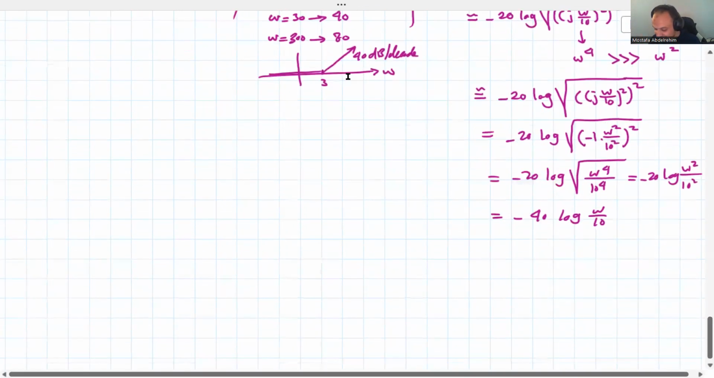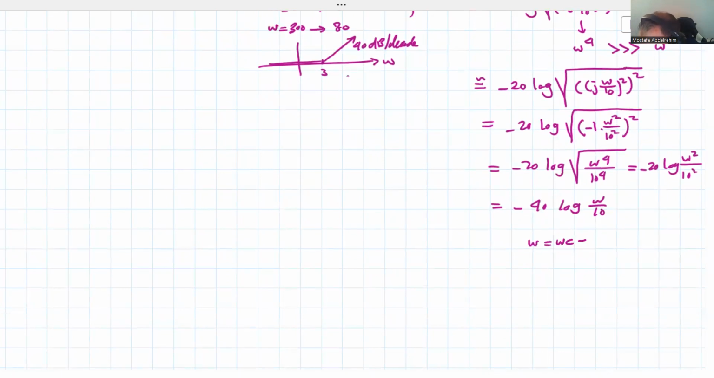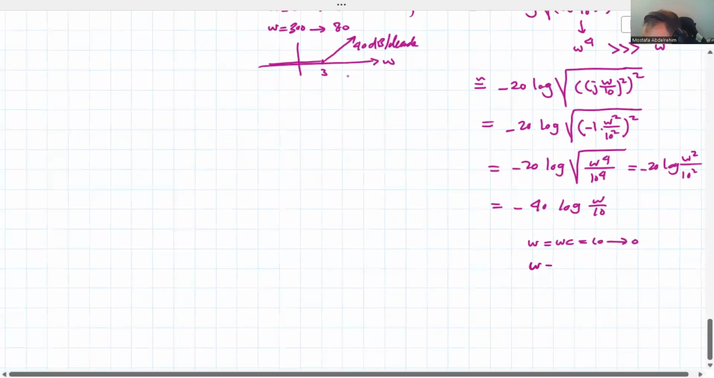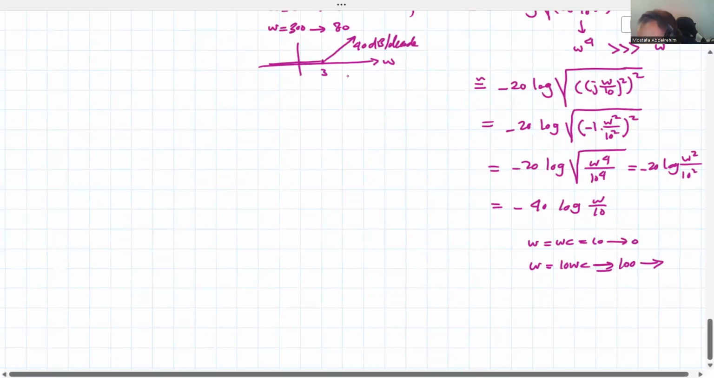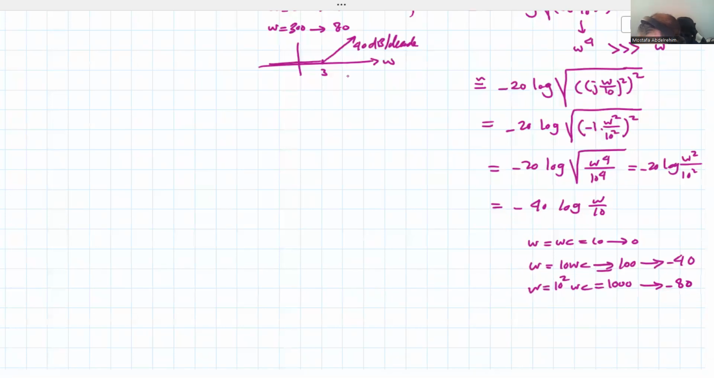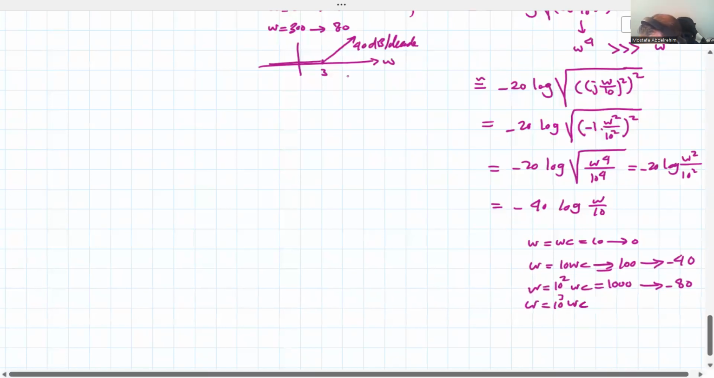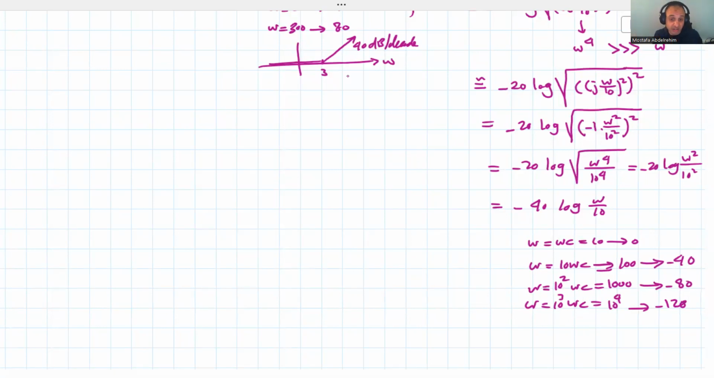And again, if omega equal to omega c, which is 10, that will be 0. Omega equal to 100, or 10 omega c, that will give us minus 40. Omega equal to 1000 will be minus 80. Omega equal to 1000 omega c, which is 10,000, that will be minus 120. So that will be something like that.